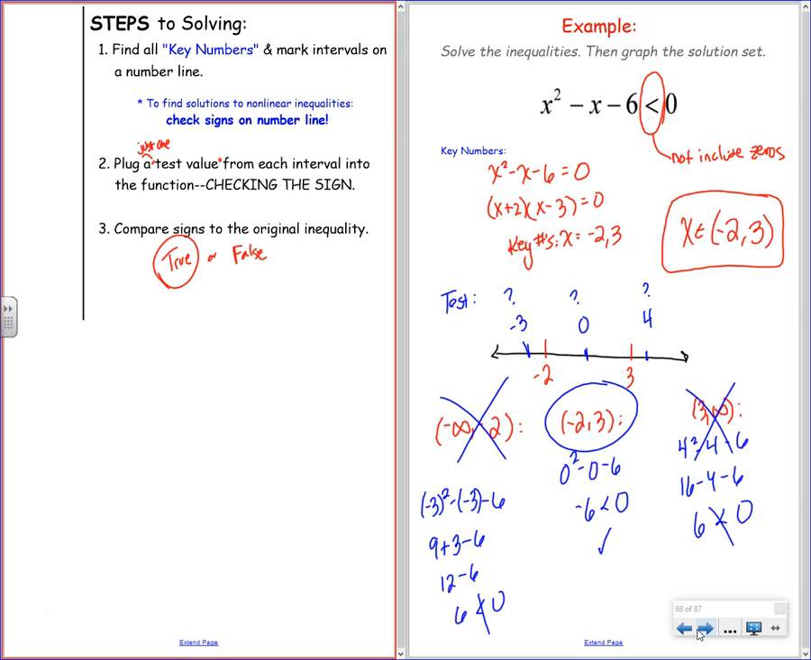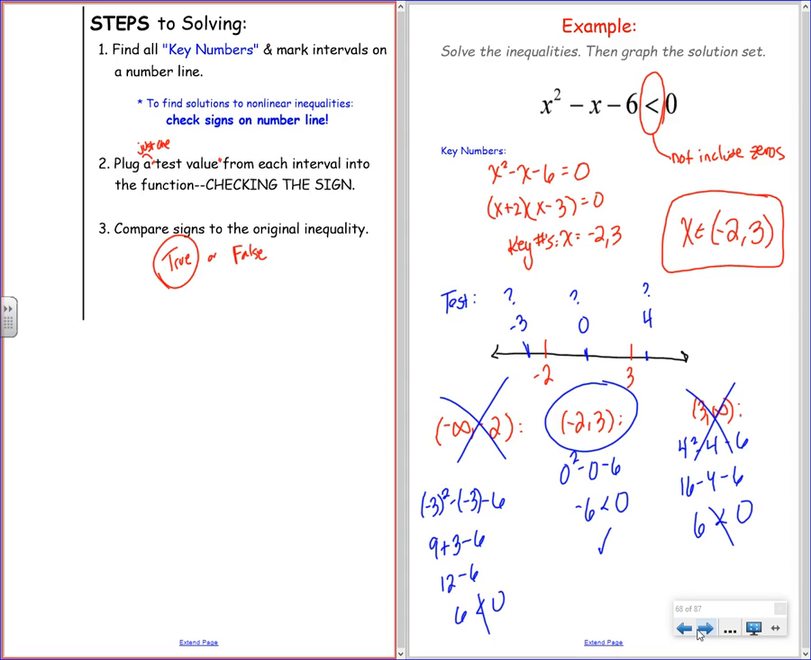So we take a polynomial, we find the zeros, and then we put those zeros on step number 2. Oh, actually, step number 1. Where do we put the key numbers? On a number line. Once we put them on a number line, we've now split the number line into however many intervals are in between or on the sides of the key numbers. So there's one interval from negative infinity to negative 2, another interval from negative 2 to 3, another interval from 3 to infinity.